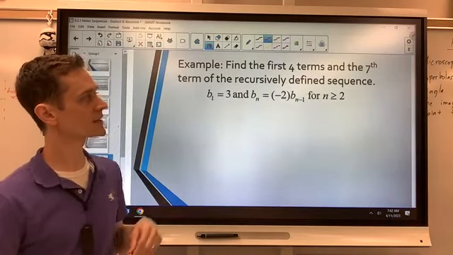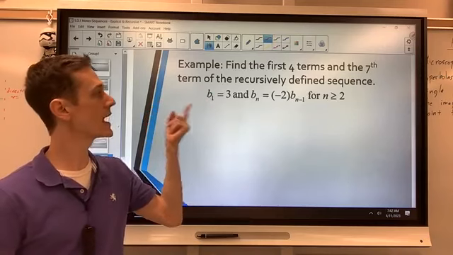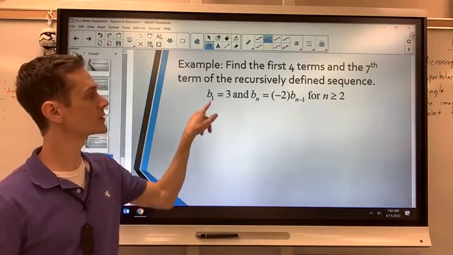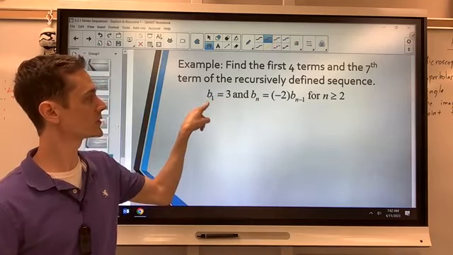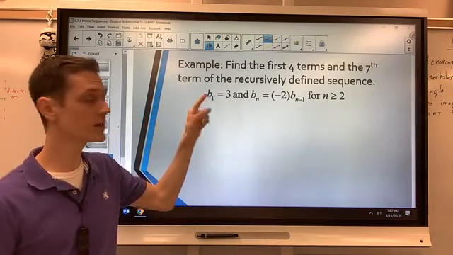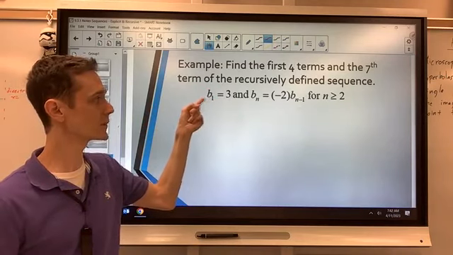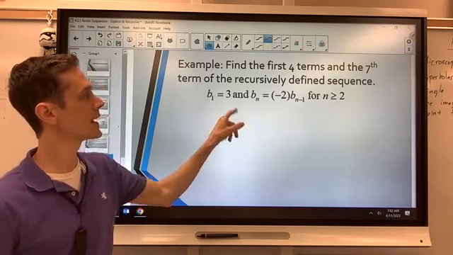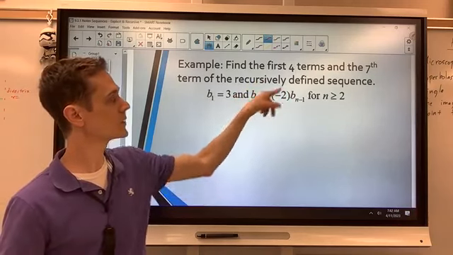So this example is asking us to find the first 4 terms of the pattern and then also the 7th term of the sequence. So here's my first term. I know it's the first term because they're saying b sub 1, so that little subscript right there is telling me which number in the pattern we're dealing with. Now here's the second piece that they'll have to give you. This is my rule.